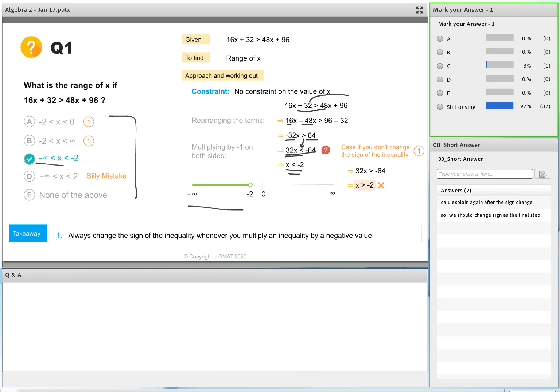I only see 37 people who have marked still solving, guys. Can you please be a bit more participative in this? Mark still solving, it helps me count time as well.